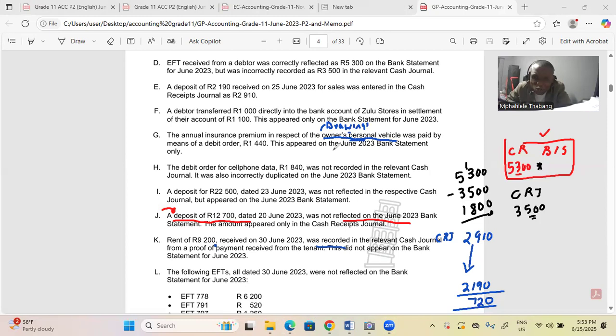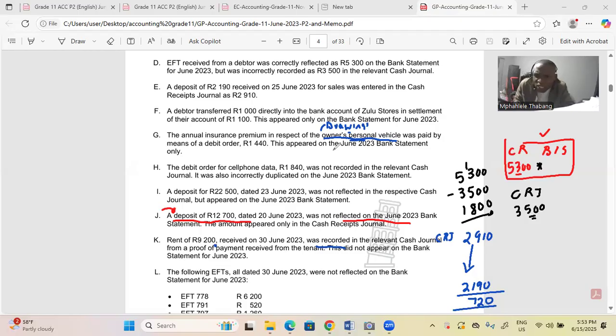this is against what we call the business entity rule. Do you still remember the business entity rule? The affairs of the owner should not be confused with the affairs of the business. The business on its own is a person. So the records of the owner must be separate from the records of the business. In this case, the business is paying for the vehicle of the owner, which he used for his personal stuff. This is drawings.